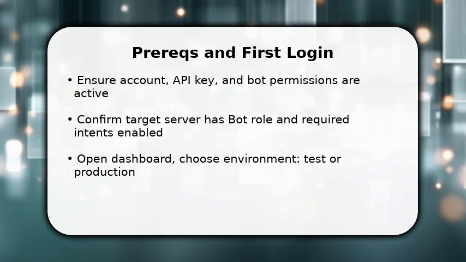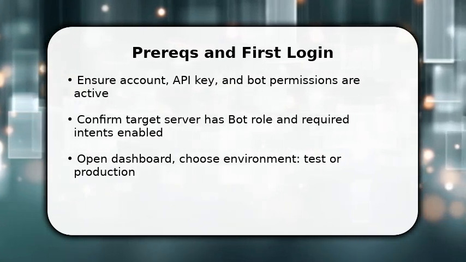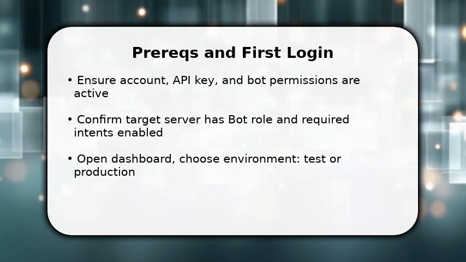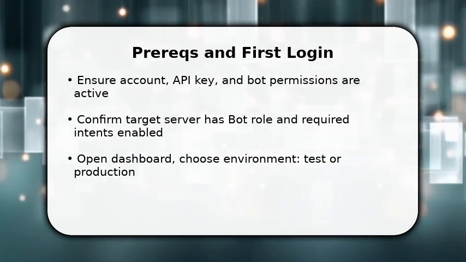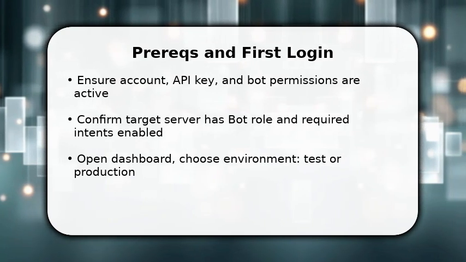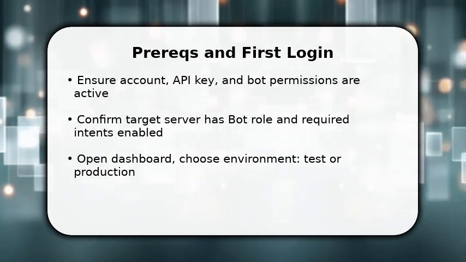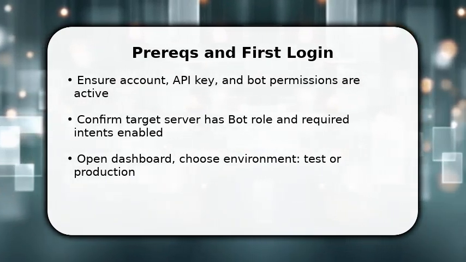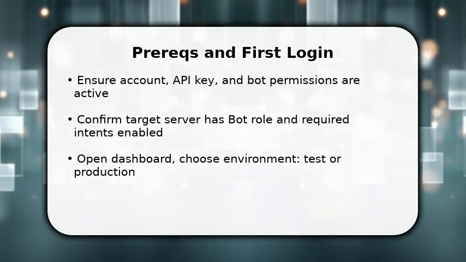Next, open the dashboard and pick an environment, test first, then production, because testing prevents live disruptions. You now perform the first login using your API key. Observe the status indicator and read any immediate errors to resolve them before continuing.